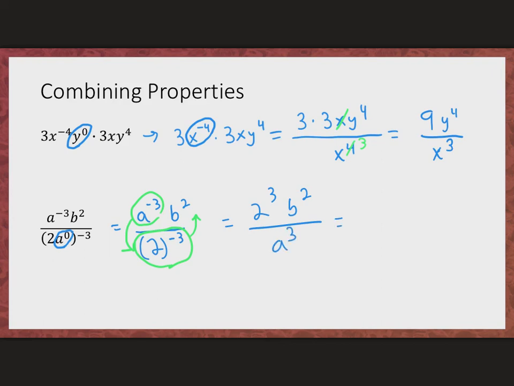And I just have a little bit more simplification. 2 to the 3rd is 8. 8b squared over a to the 3rd. And that's all we got.